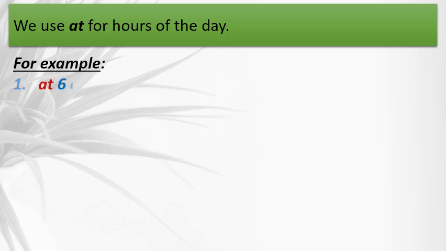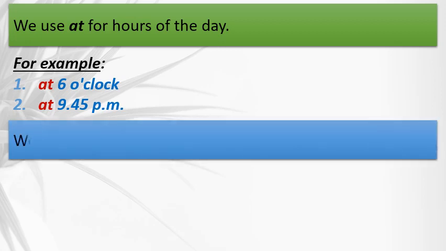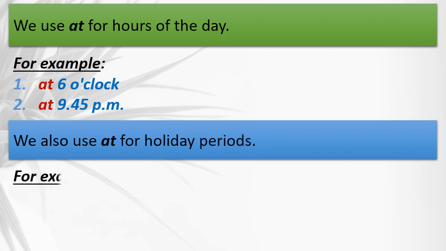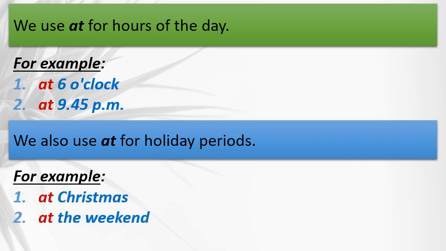Rule number 10 is we use at for hours of the day. To clarify it, let's see some examples. Number 1, at 6 o'clock. Number 2, at 9:45 p.m. Rule number 11 is we also use at for holiday periods. To clarify it, let's see some examples. Number 1, at Christmas. Number 2, at the weekend. Number 3, at Pongal.